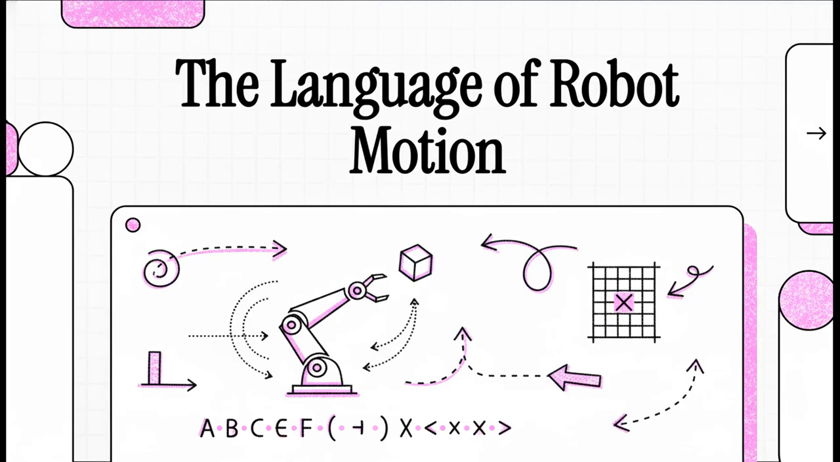At the very heart of robotics, there's this really fundamental question we have to answer. How do we even talk to a machine about movement? How do we give it a precise command for where it should be and exactly how it should get there? It's all about creating a language of motion.